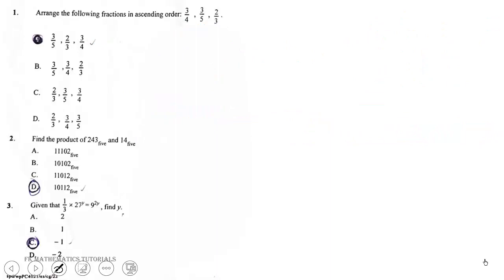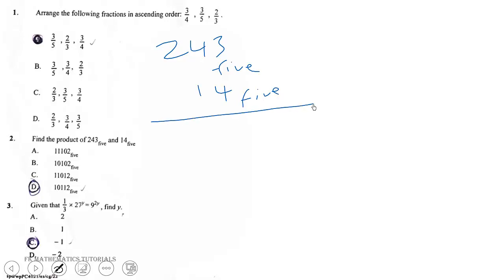Now let's find the product of 243 base 5 times 14 base 5. So we multiply 4 times 3, 12. So 12 in base 5 is 2, remainder 2, 2. So we write 2, carry 2. Now 4 times 4, 16 plus 2 will give you 18. 18 in base 5 is 3, 3. So we write 3, carry 3.